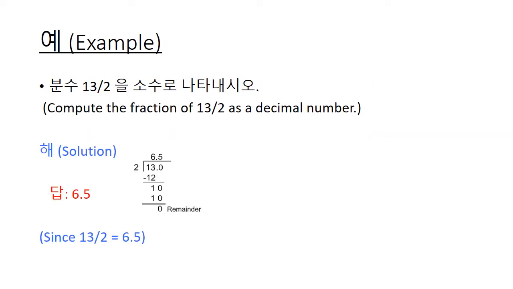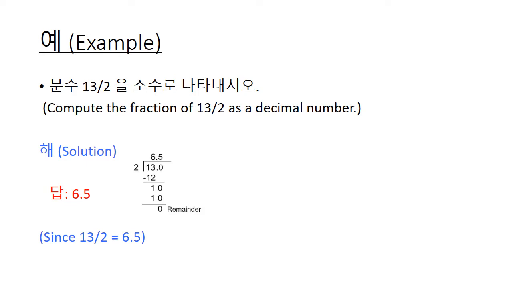Let's take a look at a basic example of how to divide fractions. So the question asks us, 분수 2분의 13을 소수로 나타내지요. Compute the fraction of 13 over 2 as a decimal number. Now I just want to point out that in English we would read this fraction as 13 over 2 or 13 halves, but in Korean, instead of stating the numerator over the denominator, you have to call out the denominator first. So in Korean we would read this as 2분의 13. So you would say the denominator 분의 numerator.